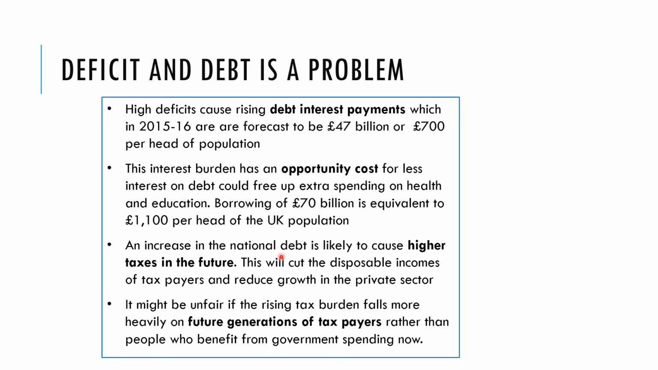Also, an increase in national debt now in a deficit is likely to result in higher taxes in the future for that interest and debt to be paid back. So really, we're just passing on the problem to future generations of taxpayers if we continue to have deficits and large debts now. So these would all be arguments why actually cutting the deficit and the debt should be a priority.